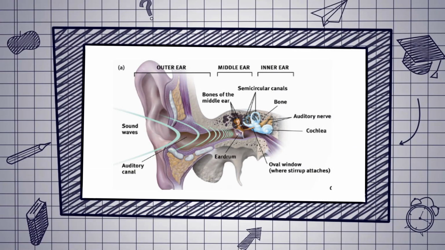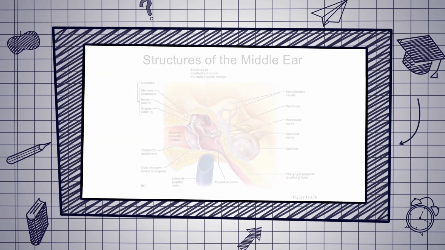Our ear has three parts: the outer ear, middle ear, and the inner ear. Sound waves travel through the outer ear. Sound waves travel through the auditory canal from the outer ear to the middle ear. And our eardrum is situated in the middle ear. The outer ear collects and sends sounds to the eardrum.